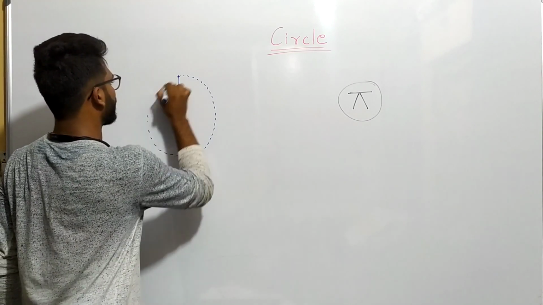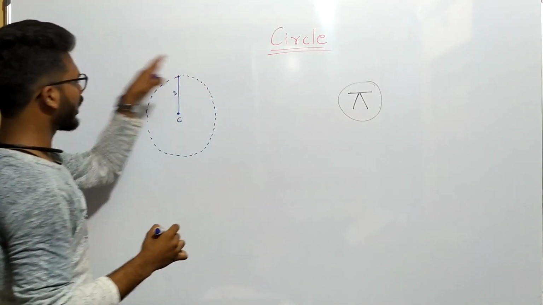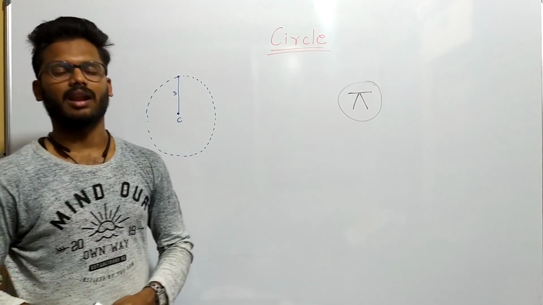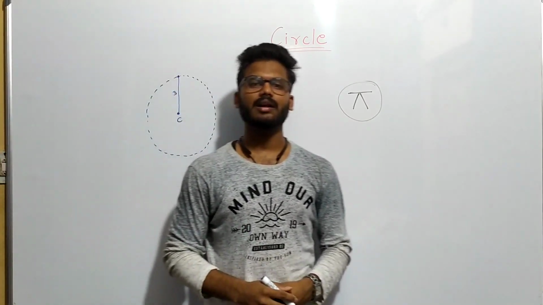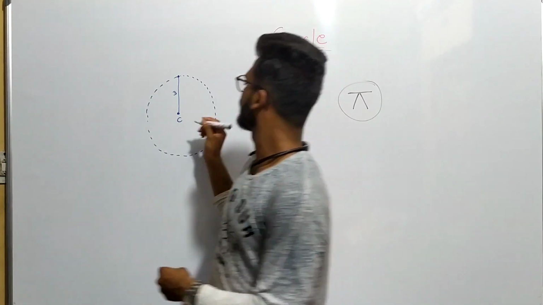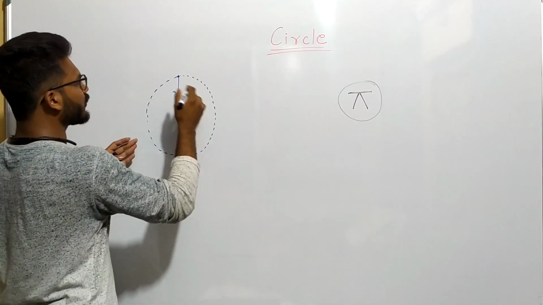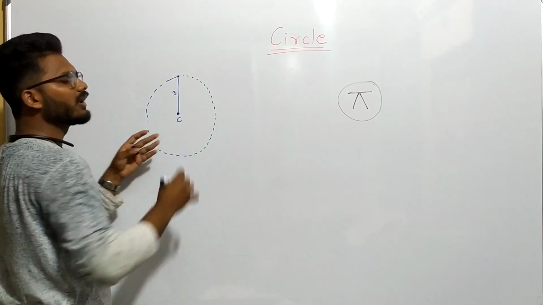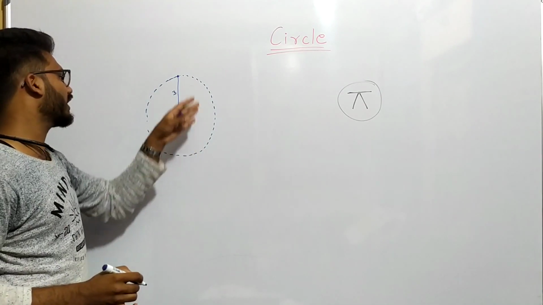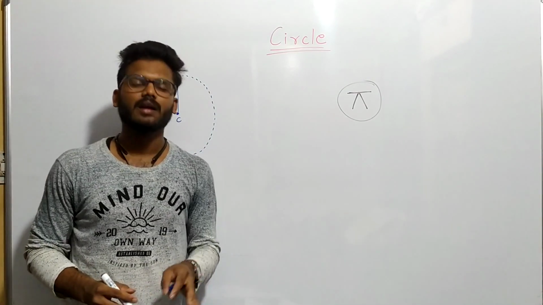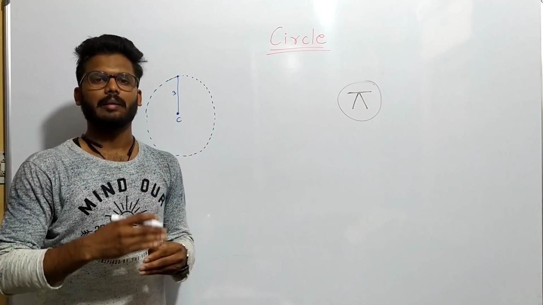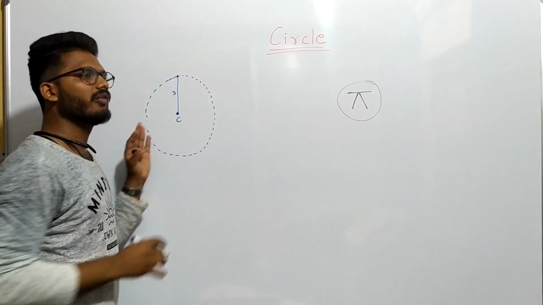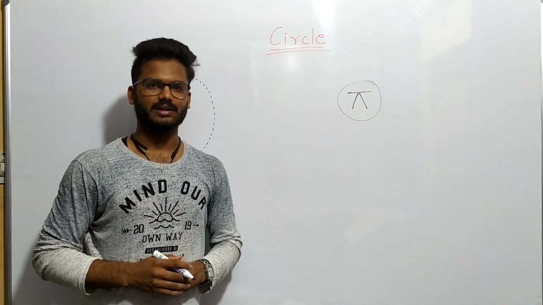Okay, and if you join all the points, the formed figure is called a circle. Okay, nothing but the points, if you join the points which are equidistant from a fixed point, the formed figure is a circle, or the figure formed by joining all the points which are equidistant from a fixed point is known as a circle.